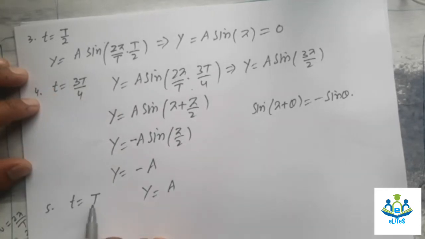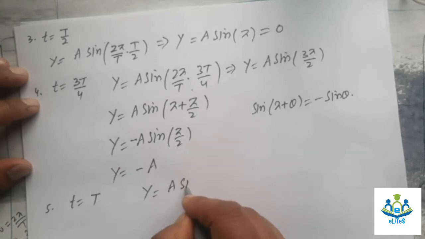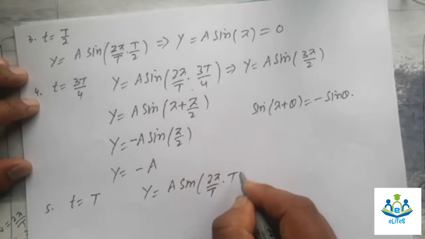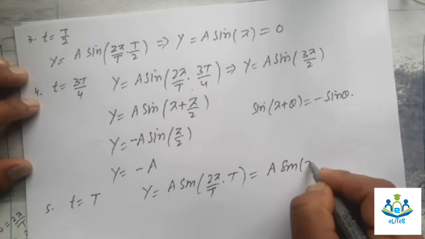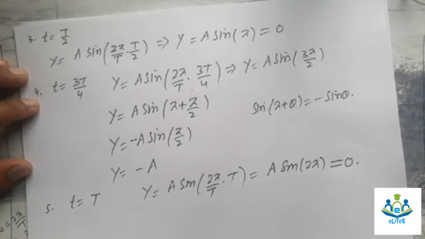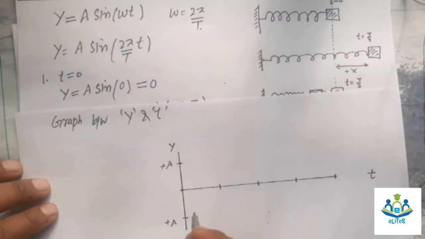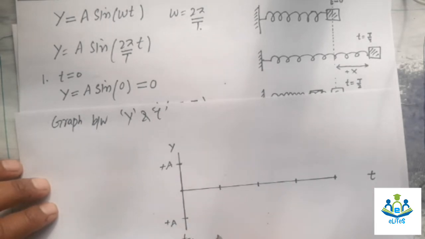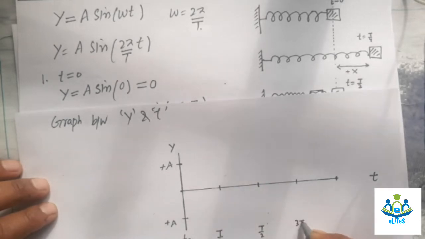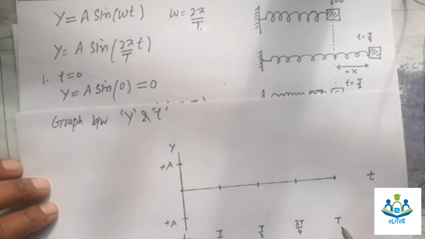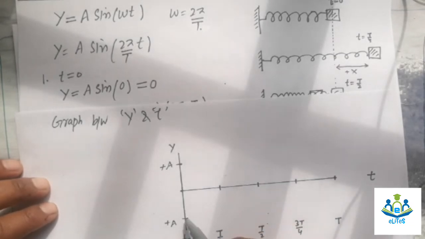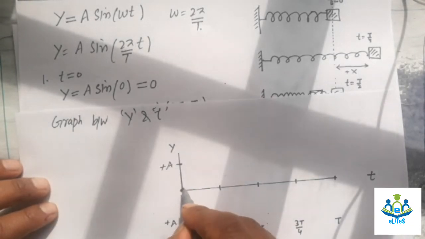When it completes time T and reaches its mean position again, y is a sine of 2 pi over T into T, which is a sine of 2 pi, so it will be 0. This is when time is 0, this is when time is T by 4, this is T by 2, this is 3T by 4, and then this is T. This is the complete time taken, and we divide it into 4 equal parts. Now when t is 0, you see that displacement is 0, it is here.